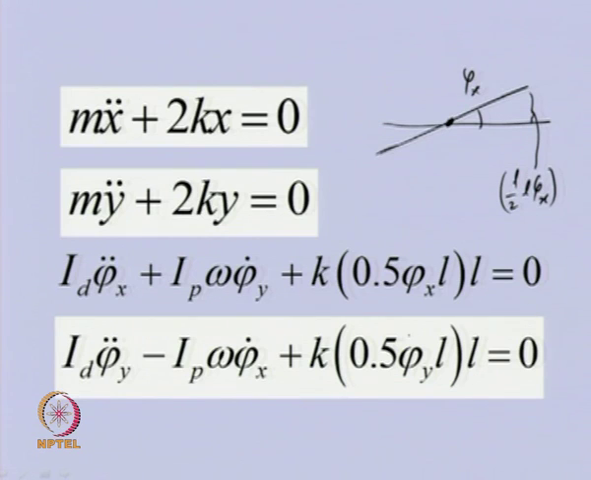Now, if you see this particular equation carefully, these equations are coupled, unlike the first two equations, which are uncoupled. The first equation contains x only, the second contains y only, but here the angular displacements phi x and phi y are there. Similarly, here phi y and phi x are there. So these last two equations we need to solve simultaneously.